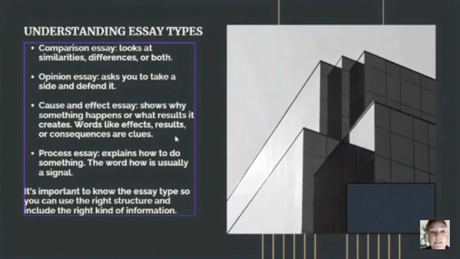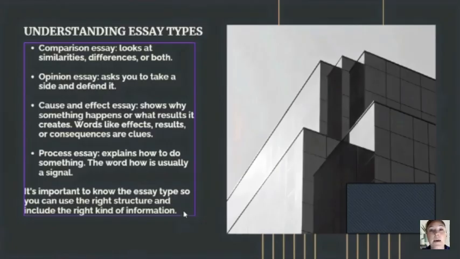And a cause and effect essay shows why something happens or what results it creates. So words like effects, results, and consequences are clues that will help you identify an effect-focused, result-based essay. There's also the cause type essay, which we can talk about in the future. But moving on to the process essay, this explains how to do something. So a process of something. The word how is usually a signal, like how do you or how to, for a process type essay.